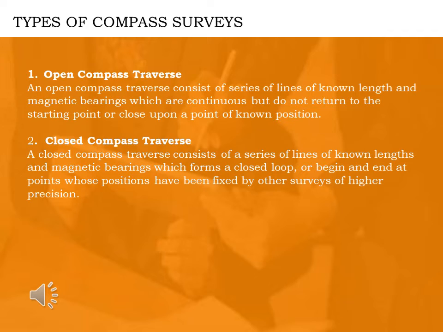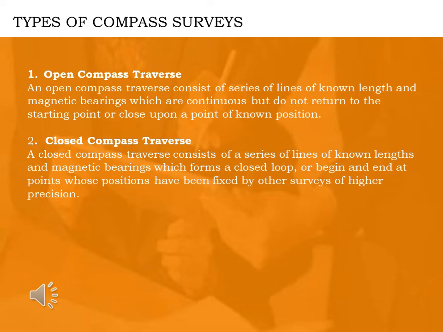There are two types of compass surveys. First is the open compass traverse. An open compass traverse consists of a series of lines of known length and magnetic bearing which are continuous but do not return to the starting point or close upon a point of known position.